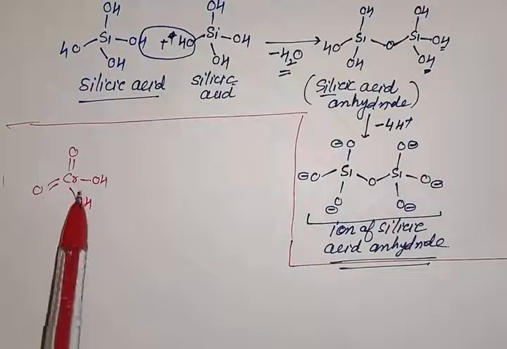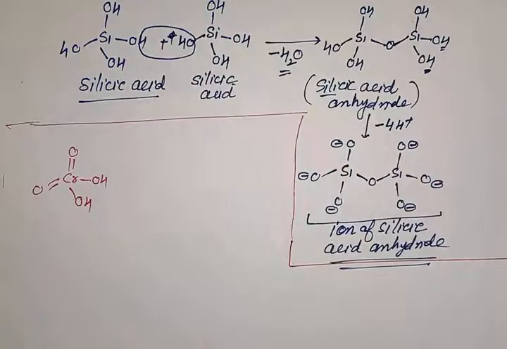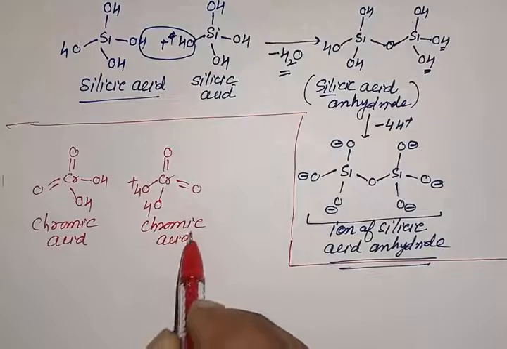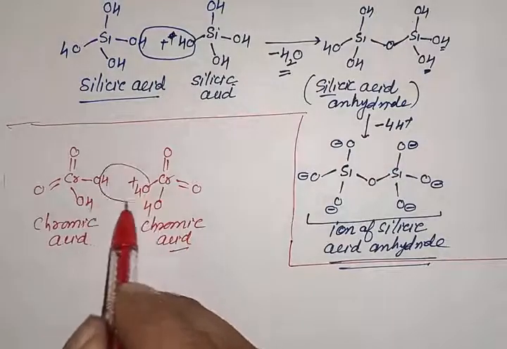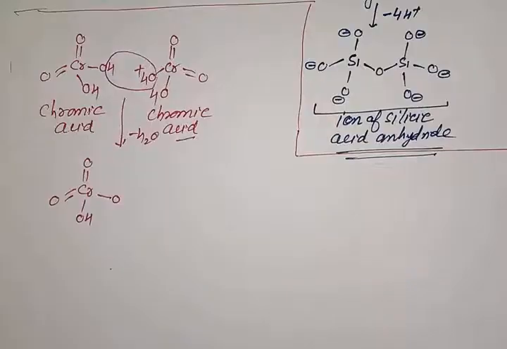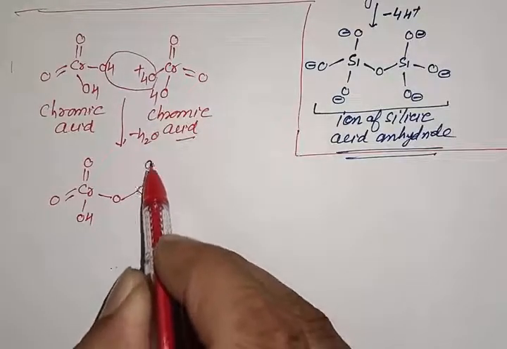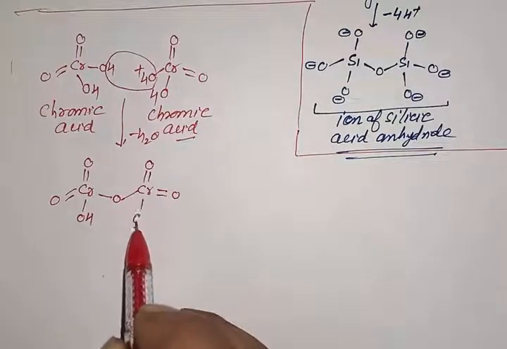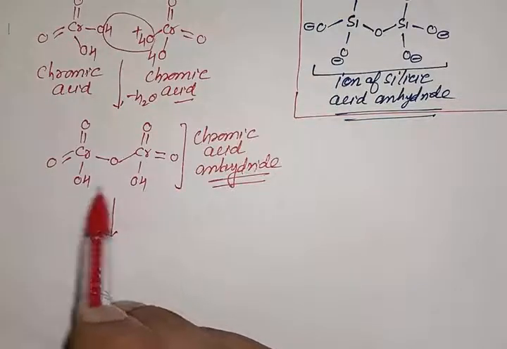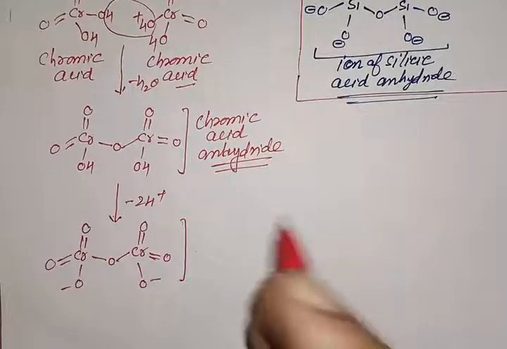Similarly, this is the unit of the chromic acid, H2CrO4. Chromic acid is also a weak acid, and this is another unit of the chromic acid. When this weak acid is combined together, water is removed and they form chromic acid anhydride. This oxygen will directly attach to the other chromium metal. When this chromic acid anhydride removes all the H positive ions, that is 2 H positive ions, it forms the chromic acid anhydride ion.